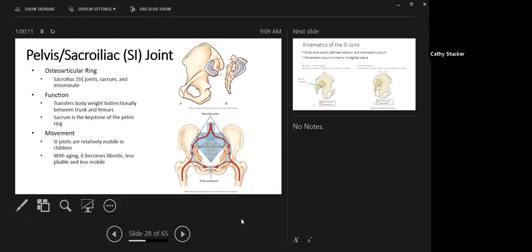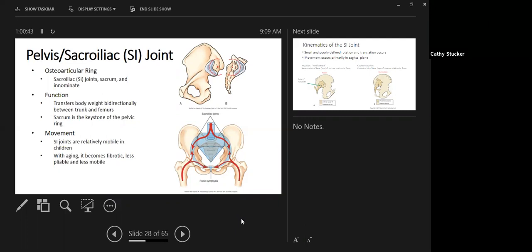The SI joints are fairly mobile in children. You can actually get a little play between the sacrum and the innominate. As we get older, I've seen some studies where at 30 years old, the SI joint in normal cases is fibrotic, which means there's not really any movement there anymore. You have some people who are hypermobile in the SI joint, so they may have more mobility later on.